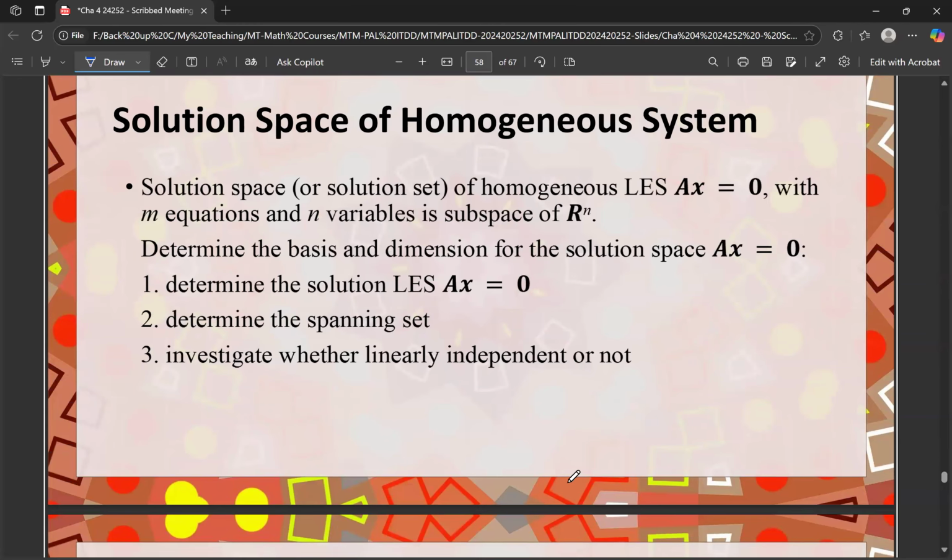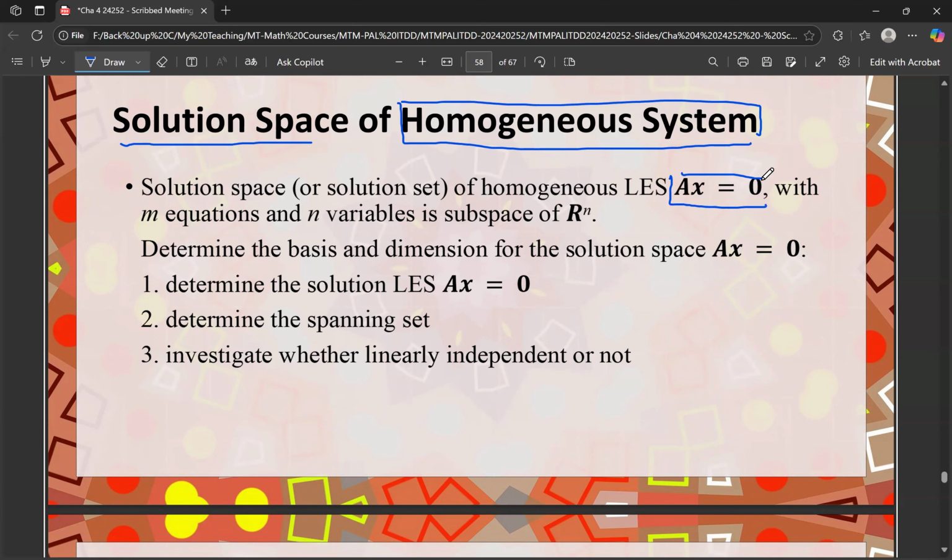next we want to talk about solution space of a homogeneous system. This is the last concept we want to talk about in chapter 4. This is solution space. It means that we have a homogeneous system, and a homogeneous system in the symbol like this.